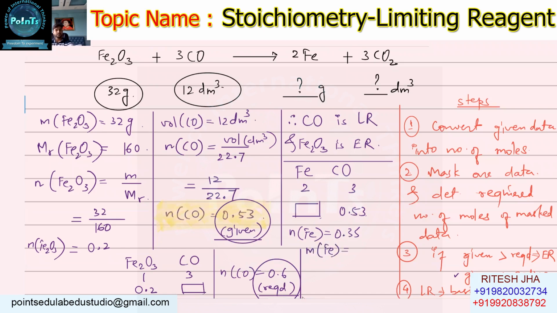The formula is: number of moles is mass upon, if it is an atom, the atomic mass. So the mass of Fe will be, atomic mass is 56, number of moles is 0.35. So you will be getting the mass of Fe in grams. You got it, right? 19.6. And the volume of CO2 will be, since it will have the same moles, you see the ratio is 3:3. That means the same number of moles. That means it will be 0.53. So it will be 12 dm cube only.